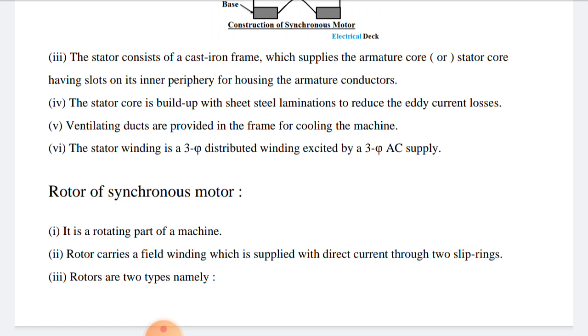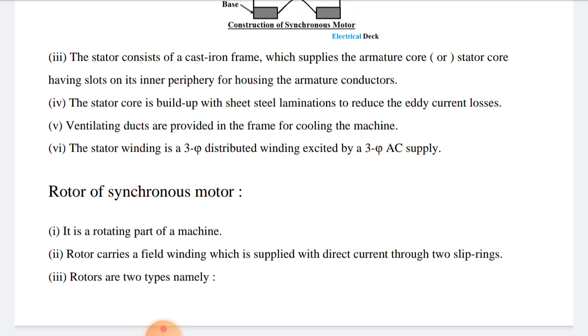Stator consists of three-phase star or delta connected winding. This winding is excited by a three-phase AC supply. The stationary winding is also known as armature winding. And the second one is the rotor of the synchronous motor.